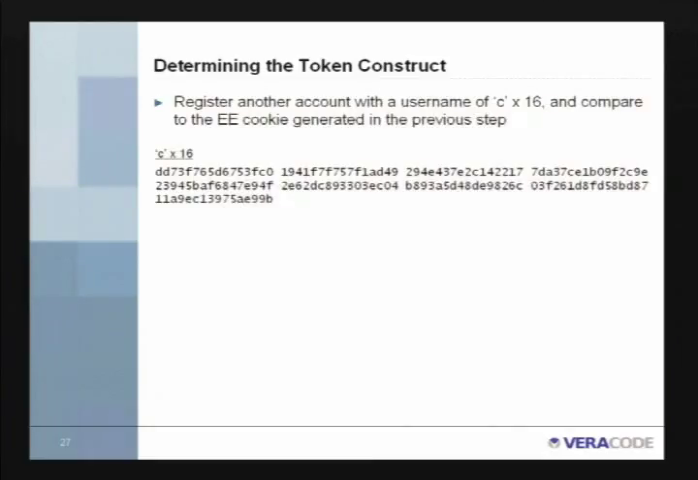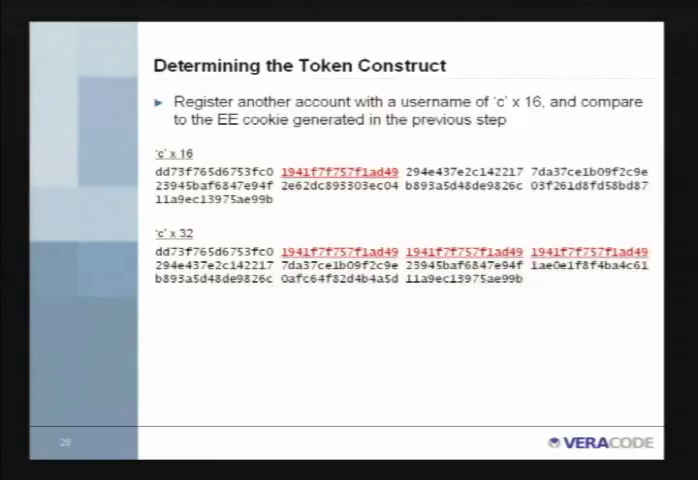So we'll register another account with a shorter username, but still repetitions and still C, so C times 16 in this case. And we look at the token that we get back, and we get back 9 blocks this time. Which is good, because we decreased the username by 16 bytes, and that resulted in a 16-byte shorter token. And you can see that in comparing that to the C times 32 example, you still have that same block appearing in the token. So it's a pretty good guess that that thing that starts in 1941 is the encrypted form of 8 Cs.